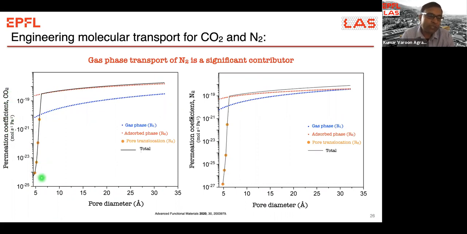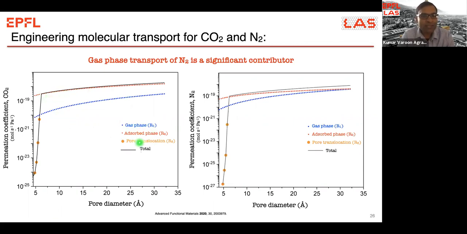As you see, when the pores are small, you are in this energy barrier regime, so the transmission coefficient is quite low, and then it increases exponentially with the pore size, right? At some point, the energy barrier goes to 0, and the net transport rate is then determined by direct gas phase transport and adsorb phase transport, where there is no energy barrier.